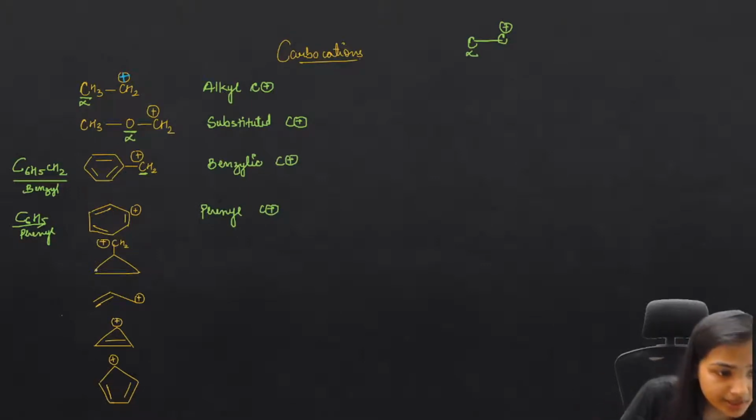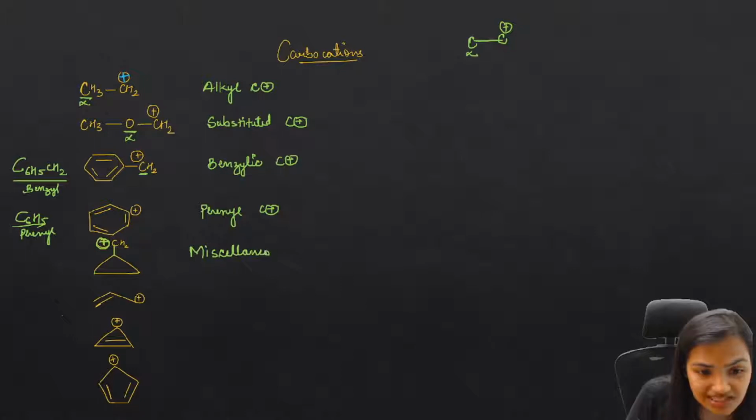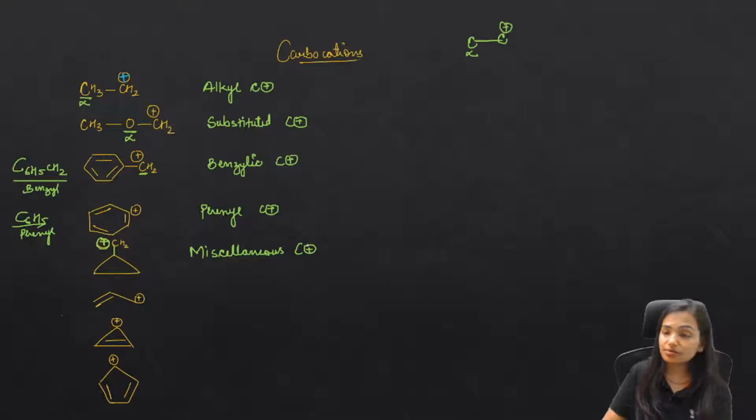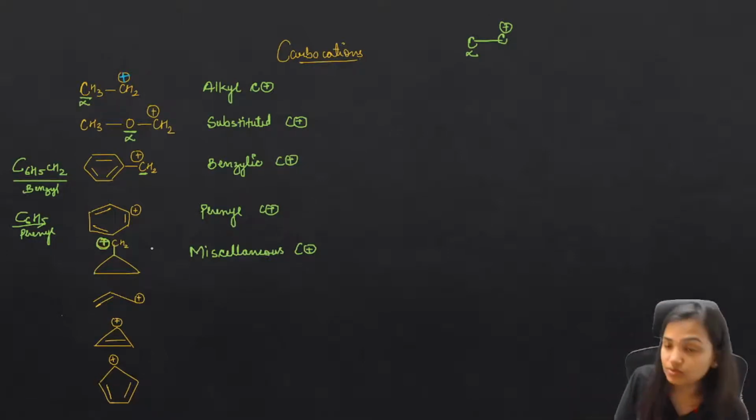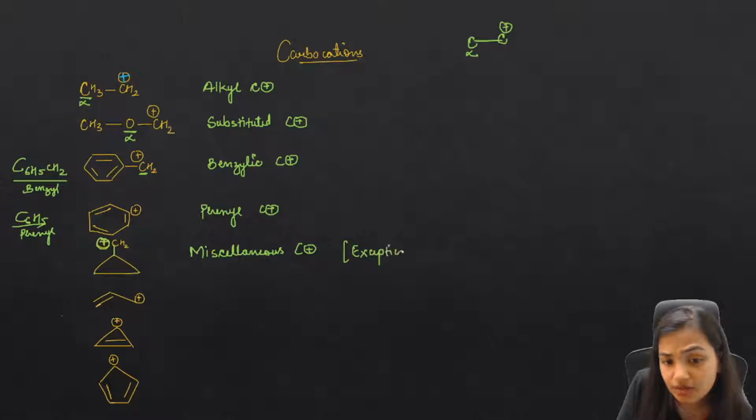Now here, this is a cyclopropyl ring and we have a CH2 with a positive charge. So this is said to be the miscellaneous carbocation. You would be surprised to know, ma'am, why are you saying that this is a miscellaneous carbocation? Yes, because this is a miscellaneous case, and this is a cyclopropyl methyl carbocation. This is considered to be the miscellaneous carbocation and this is exceptionally stable. I will be telling you all about it.